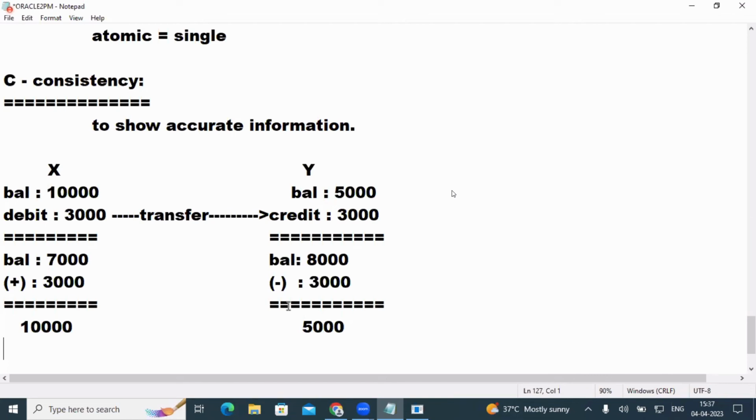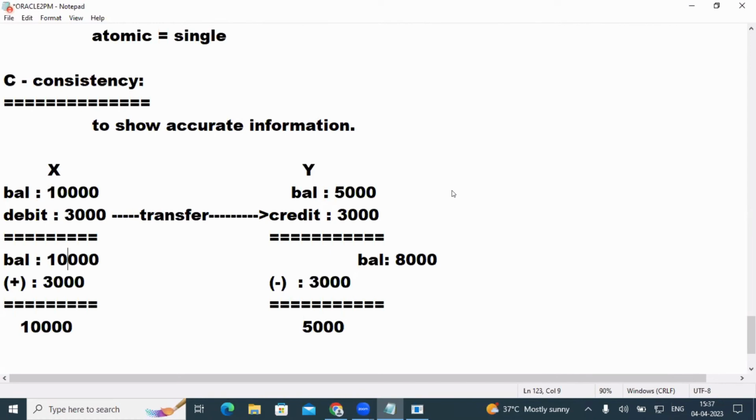Okay, now for example, what does inconsistency mean, sir? This is consistency. What does inconsistency mean? Let me show. After X person transferred 3,000 from X account to Y account, his balance is showing after the transfer 10,000 rupees.